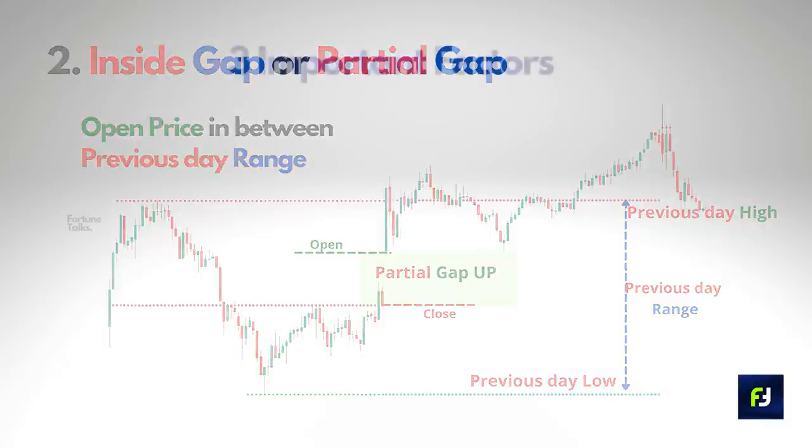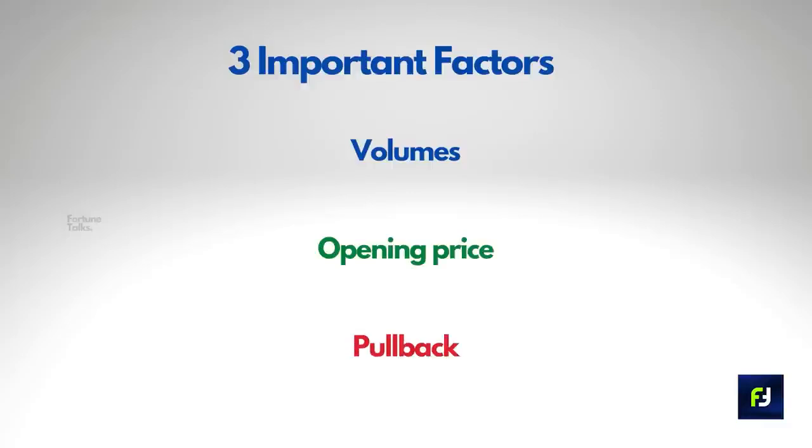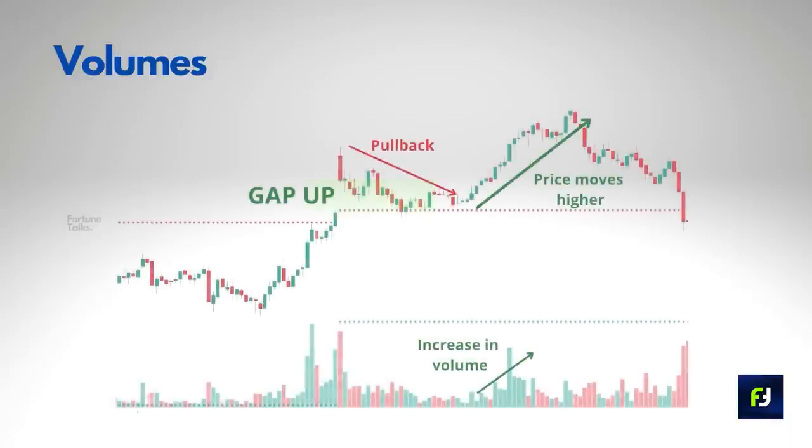So there are 3 main factors we have to monitor to determine whether the gap is real or a trapped gap. These 3 factors are the volume, opening price and the pullback to a particular level. Let's talk about the volume briefly. It is important to watch the volume carefully when determining if a gap is valid or not. For example, if a stock gaps up, and the volume is also high and also the price remains above the opening price after the morning pullback, it is an excellent sign that the stock can go further on the upside.